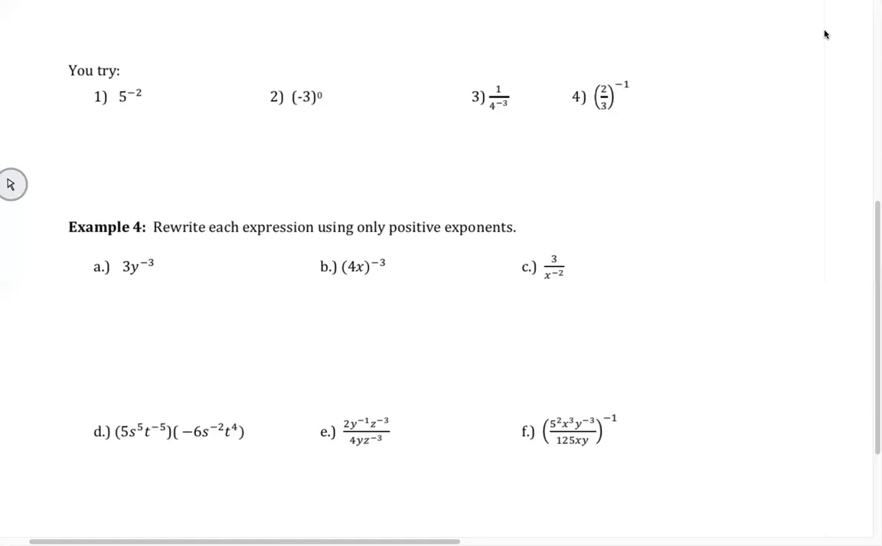Jay. Jay, what's the first one? Number 1. 5 to the negative second becomes 1 over 5 to the second. 1 over 5 squared.